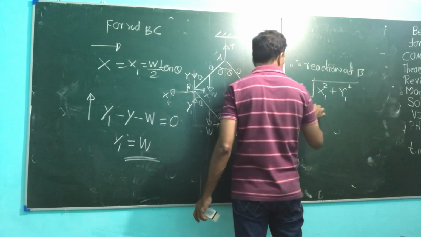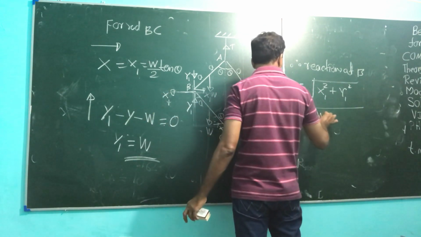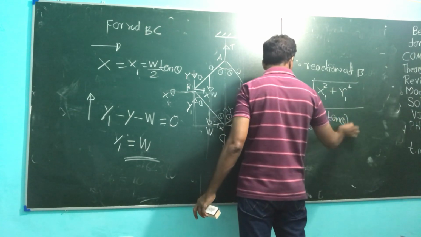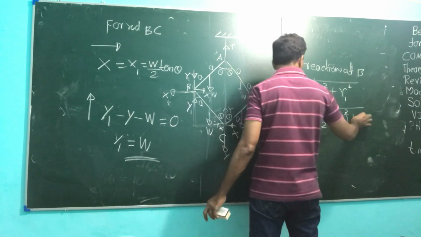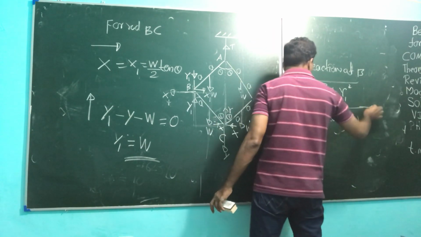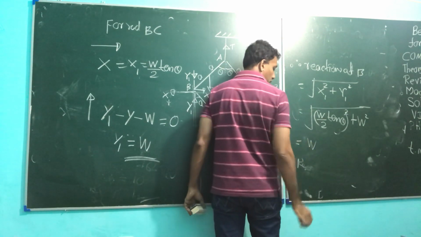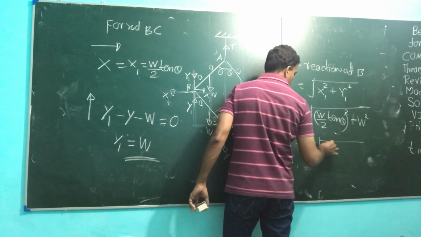So square root of what is your x1? W by 2 tan theta, all things square. What is your y1? W square. So simplify, take the w out. It becomes 1 w outside, w square. What is inside? 1 over.